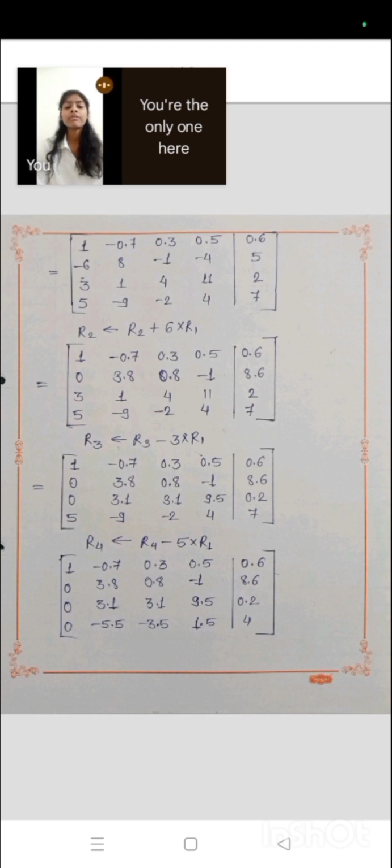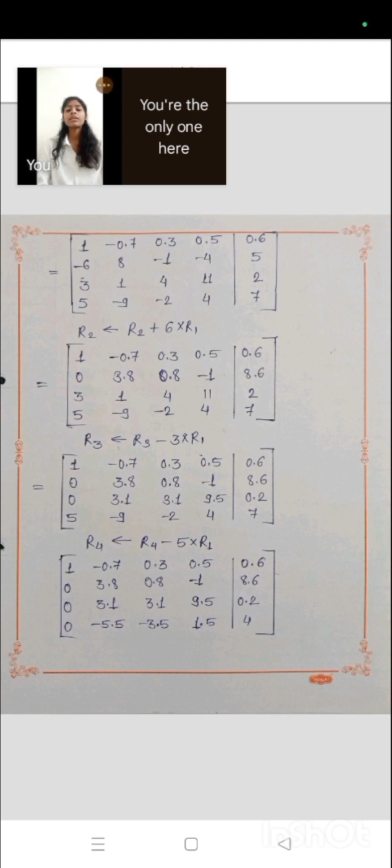Okay, now here we again put the operation in R3. Here the R3 value is 11 and the R1 value is 0.5. So we put the operation here, so 11 minus 3 into 0.5. We solve this equation, the answer will be 9.5, and again we change the R3 value, which is 2, and the R1 value is 0.6. So we put the operation here, and the value will be 0.2, and the row 4 we write as it is: 5, minus 9, minus 2, 4 and 7.